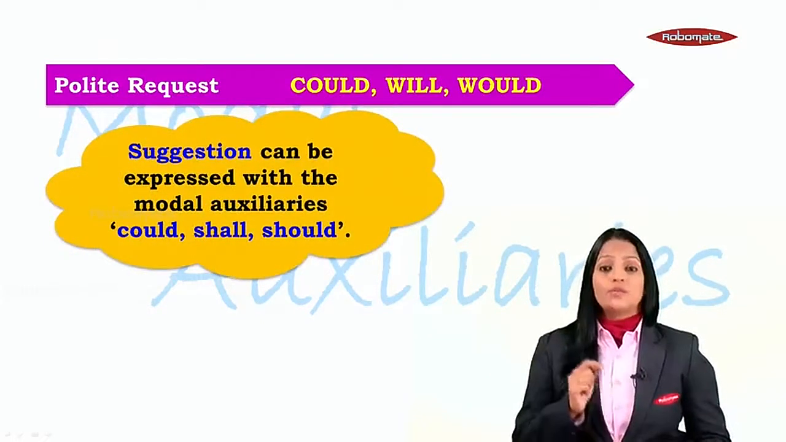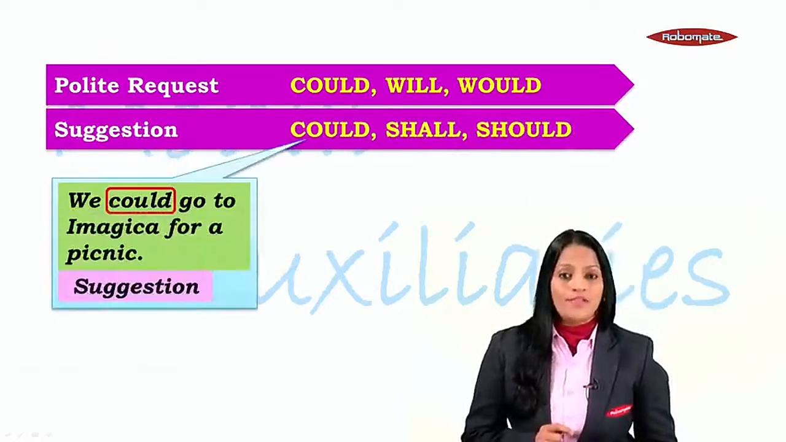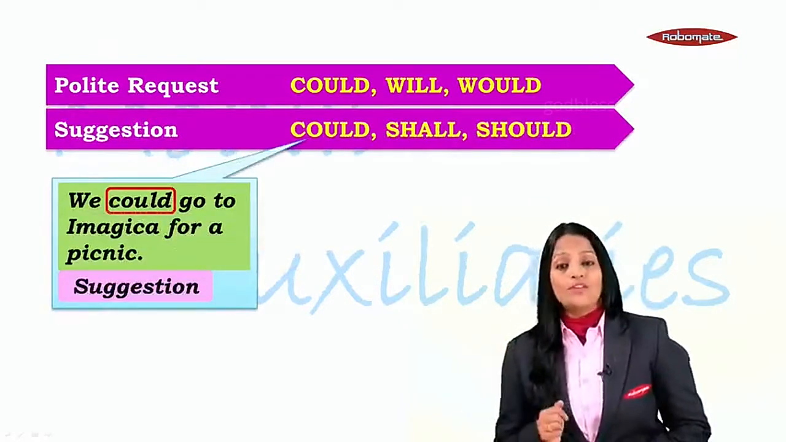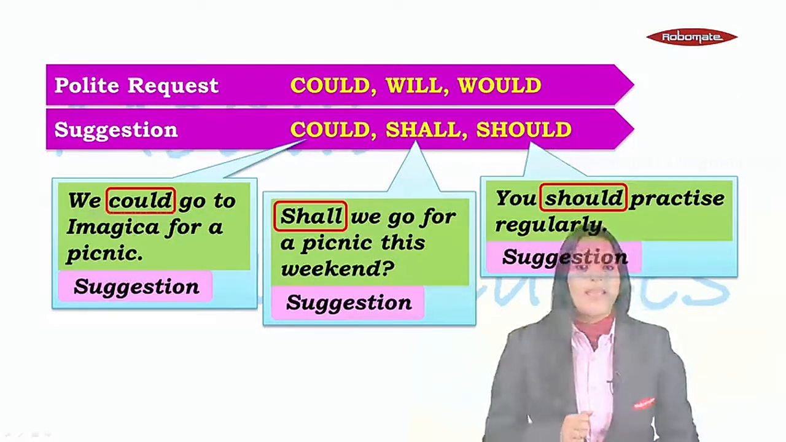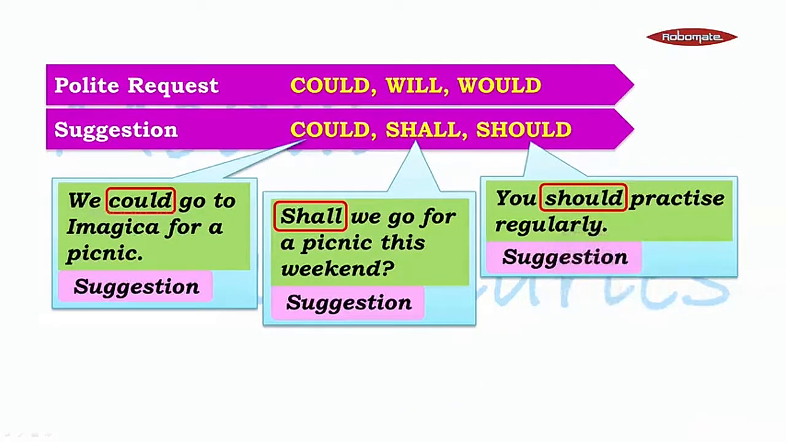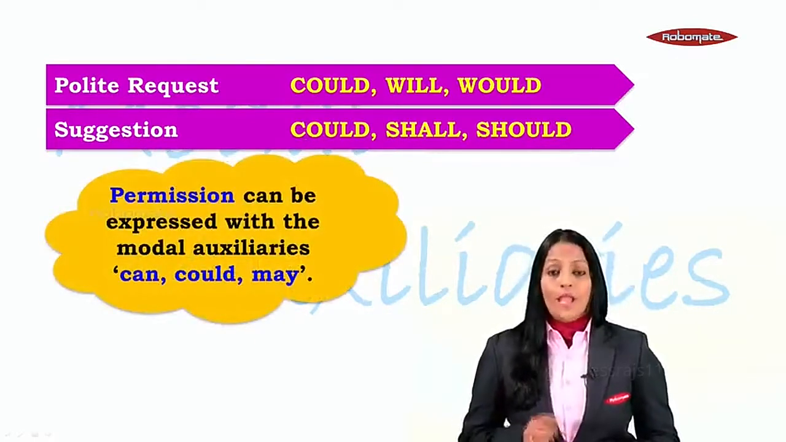Suggestion can be expressed with modal auxiliaries could, shall, should. Let's see the examples that we had taken. We could go to Imagica for a picnic. Then, shall we go for a picnic this weekend? And you should practice regularly. All the 3 can be used for suggestion.